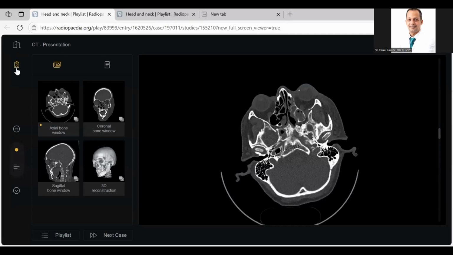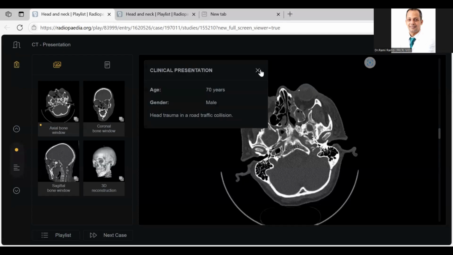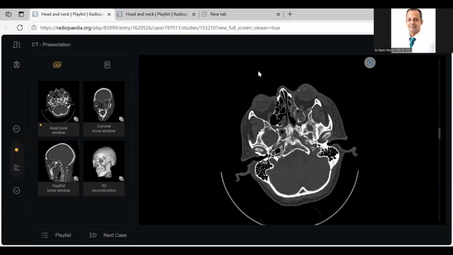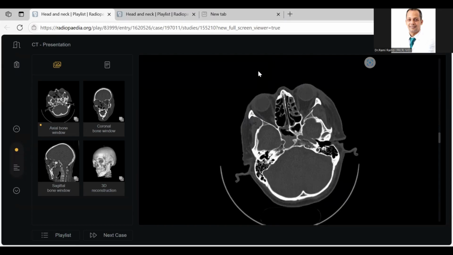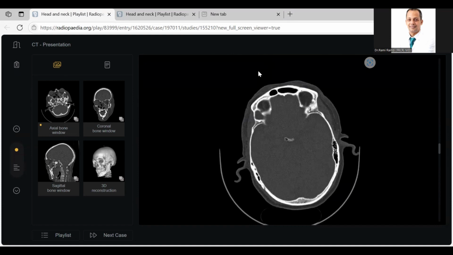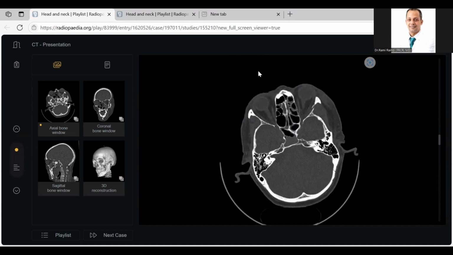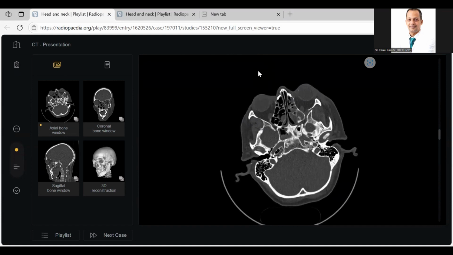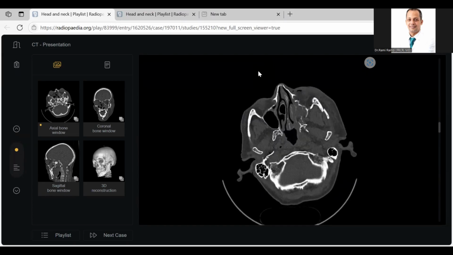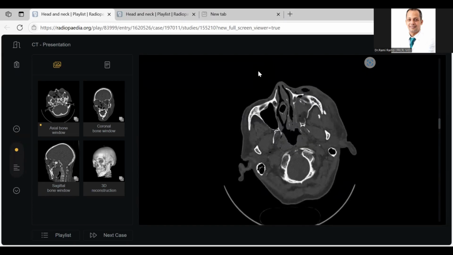Assalamu alaikum, sir. 70 years old male patient. If I told you the history, you would get the answer immediately. So look here without history. He has severe pain in his face. These are axial sections from CT PNS.